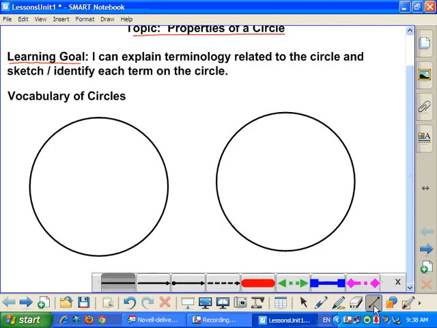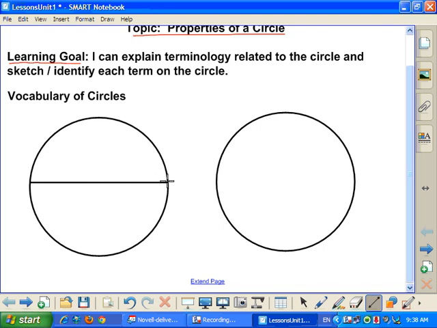So the first word or term that I want you to be aware of, a line that goes right through the center of the circle, and we always mark the center of a circle and we letter it O. So O always stands for the center of a circle. This line that goes all the way through the middle of the circle, so it has to pass the middle of the circle, is what we call the diameter. So diameter is a line that goes through the center of a circle.